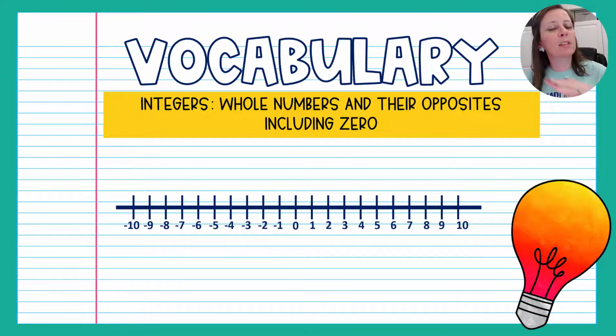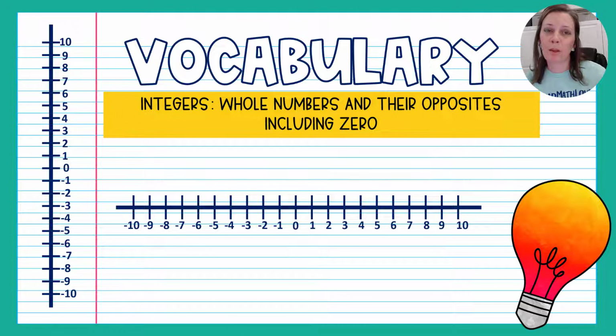Now, don't be fooled. Not all number lines are horizontal like this. Some number lines can go vertical. So let me show you what that one looks like, where those positive numbers are above 0 and their opposites, those negative numbers, are below 0.